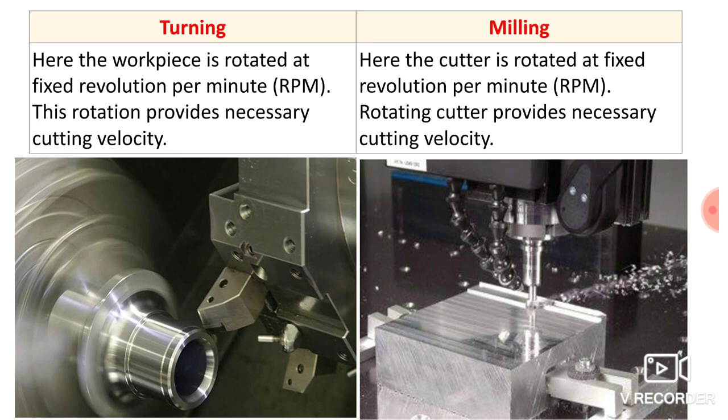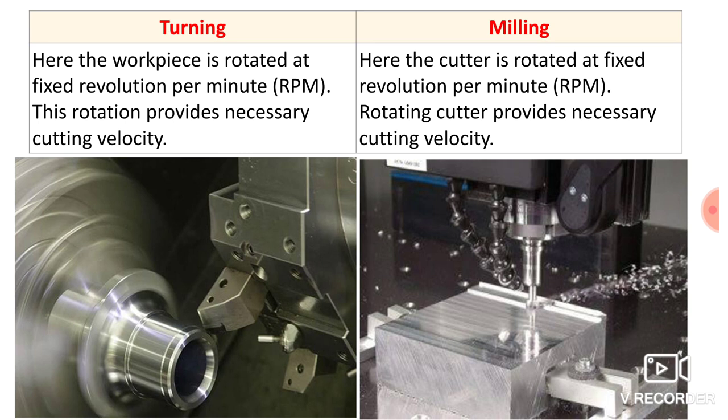While in machining operation, few parameters are very important, like cutting speed, feed and depth of cut. So here the cutting velocity is obtained with the help of rotating workpiece, right? Then one more parameter is there, that is feed. Feed is nothing but during one revolution how much distance is traveled by the cutting tool, and its unit is mm per revolution. That means in one revolution how much distance is traveled by the cutting tool, that is nothing but feed. And the third parameter is depth of cut.